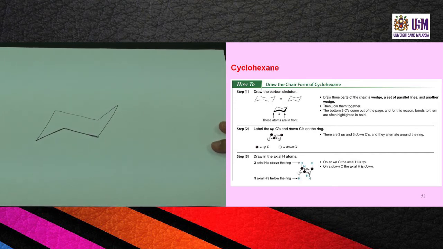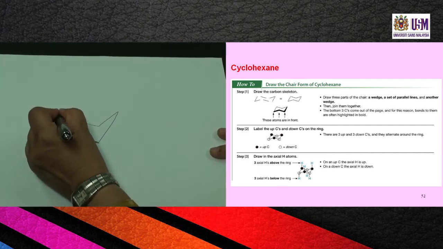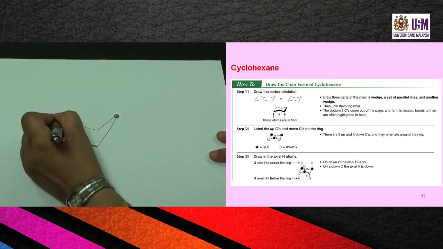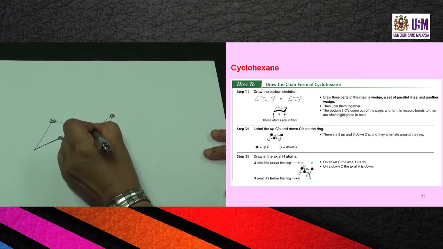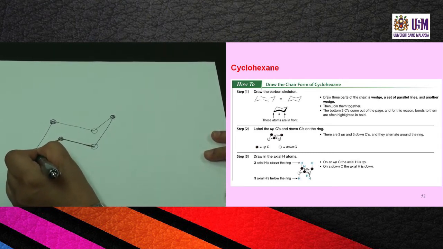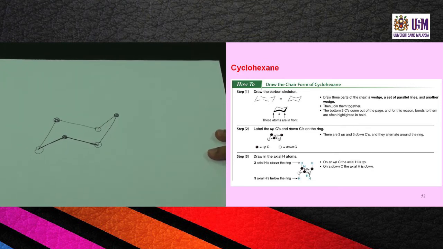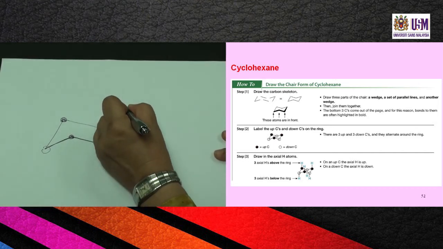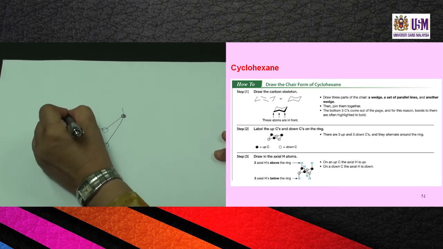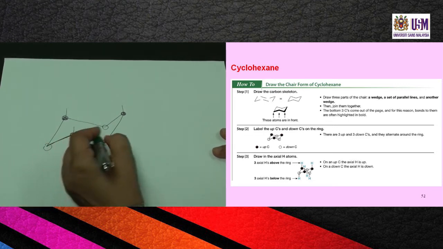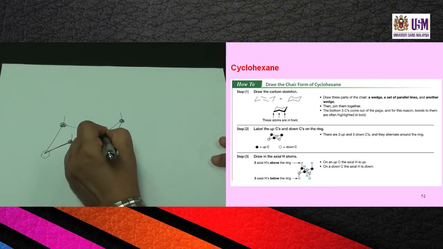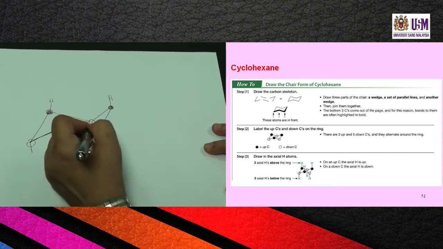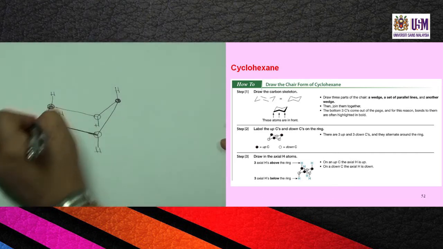and we label the up carbons. These are all the up carbons, 1, 2, 3, and three down carbons, 1, 2, and 3. And then we draw in the axial hydrogens. Note that for all the carbons that are pointing up, the axial is also pointing up. 1, 2, 3. And for all the carbons that are pointing down, the axial is also pointing down. 1, 2, 3. Now we fill in all the hydrogen atoms for the axial bonds here.